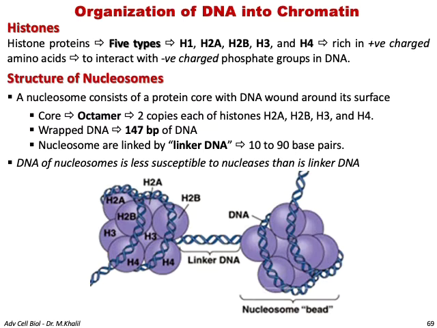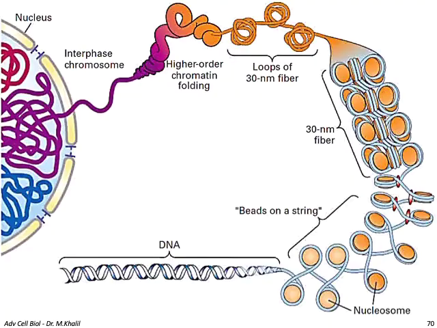A nucleosome consists of a protein core with DNA wound around its surface. The core is an octamer, 2 copies of each histone, H2A, H2B, H3, and H4. The length of the wrapped DNA is around 147 base pairs. Nucleosomes are linked by linker DNA, which is around 10 to 90 base pairs. DNA of the nucleosome is less susceptible to nucleases than the linker DNA. That means that the nucleases can digest the linker DNA, not the DNA around the histones.